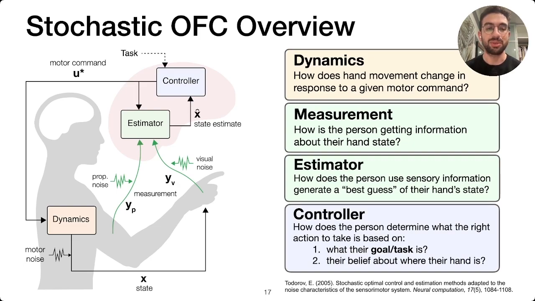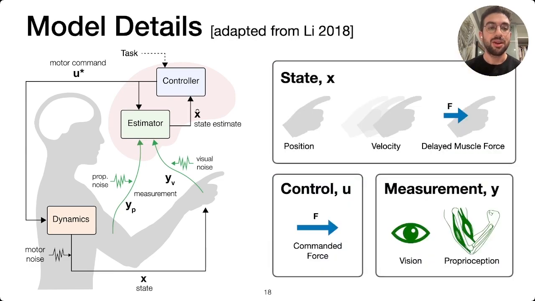Overall, OFC just formalizes each of these blocks with some math and finds the optimal controller and estimator for a given goal. Following Lee's model, we use the position, velocity, and delayed muscle force at the hand as the state, commanded force as control, and vision and proprioception as sensory measurements. To account for redirection, during simulation, we shift the visual feedback of the hand.